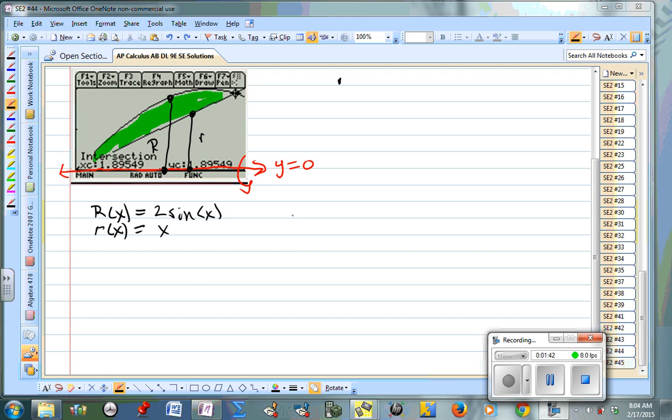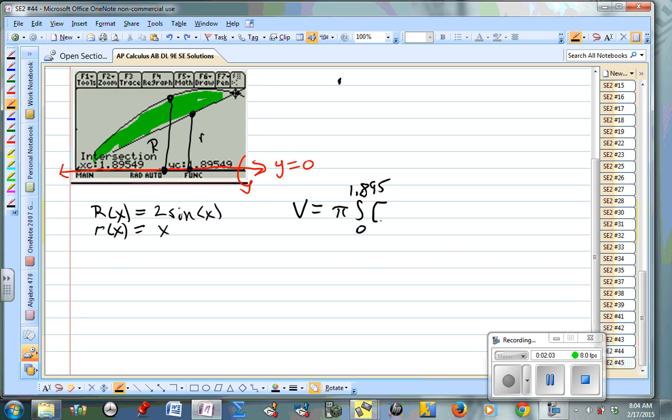So we can see that our volume is going to be pi times the integral from 0 to the x-coordinate where these points intersect. On our calculator, it says 1.895 if you round to the nearest 3 decimal places. Now, we won't round when computing with our calculator, and I'll show you what we're talking about when we get there. Then we'll have the big radius function squared, so this quantity 2 times the sine of x squared, minus the little radius squared.